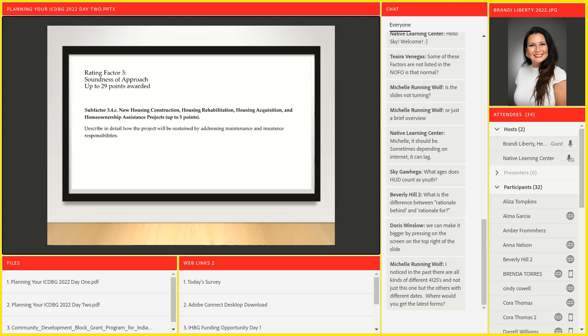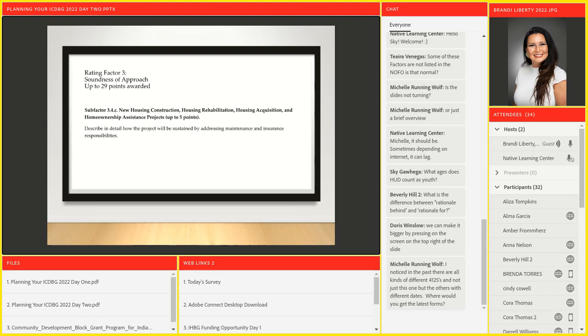If you are doing new housing construction, housing rehab, housing acquisition, and homeownership assistance projects, you must describe in detail how your project will be sustained by addressing maintenance and insurance responsibilities. This needs to be described in detail, and also state who's paying for that. So if this is something under you as a TDHE or housing department, go ahead and describe your rehab policies and/or your maintenance and insurance responsibilities as they may be outlined in your lease agreements.